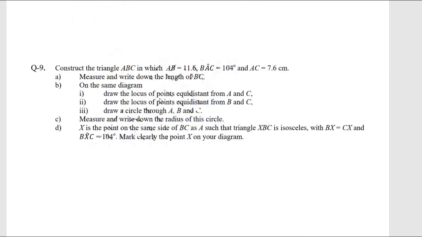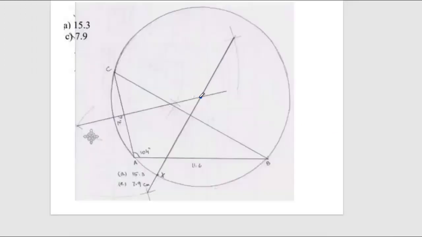On the same diagram, draw the locus of points equidistant from A and C. The locus which is equidistant from 2 points is the perpendicular bisector. In a similar way, the locus of points equidistant from B and C is the perpendicular bisector of BC. This line is the perpendicular bisector of side BC, and this straight line is the perpendicular bisector of side AC. Both perpendicular bisectors meet at this blue point, and we know from our previous lectures that where the perpendicular bisectors of a triangle meet, that point is called the circumcenter.